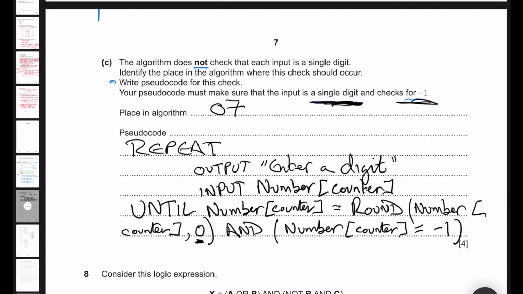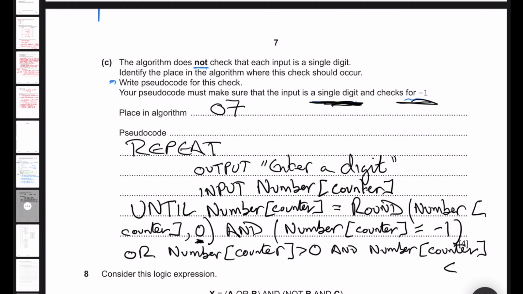For this, we could do with an alternative. So I'm just going to put in here, number counter is greater than 0, and then we've got to do it like this, number counter is less than 10. And because we've got that in brackets, we need to put it in brackets. Okay, so there we go. We've got a little OR statement there. Hopefully you can make sense of that.